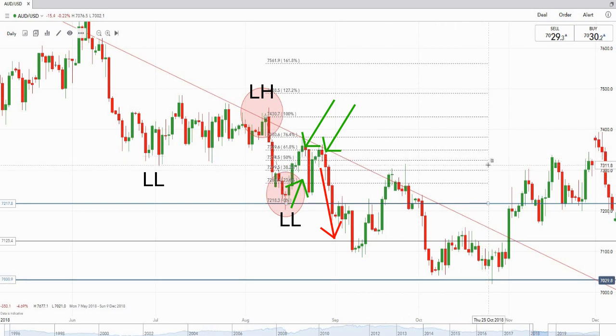Once again, extending the Fibonacci tool right across the screen, we can see that there was a second trading opportunity when price formed another lower low and then retraced right up to that descending trend line once more and bang onto the 38.2% Fibonacci level.